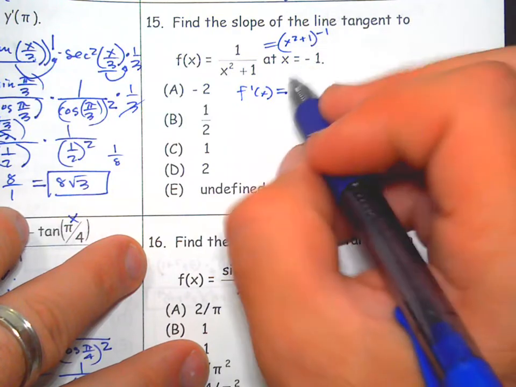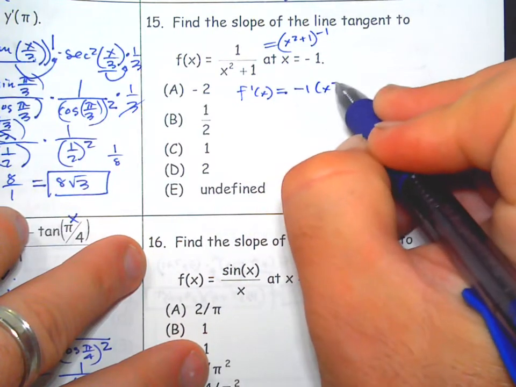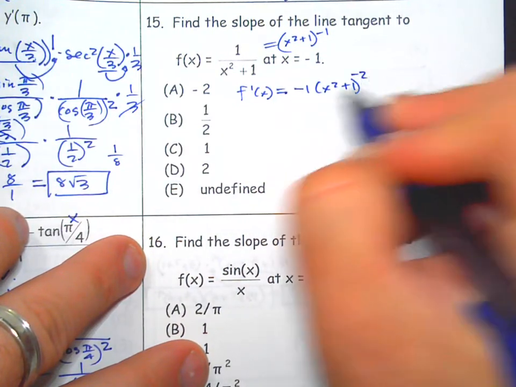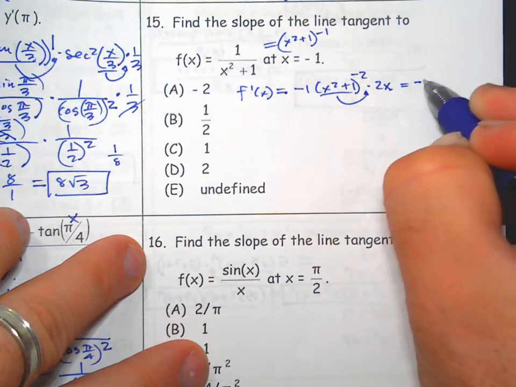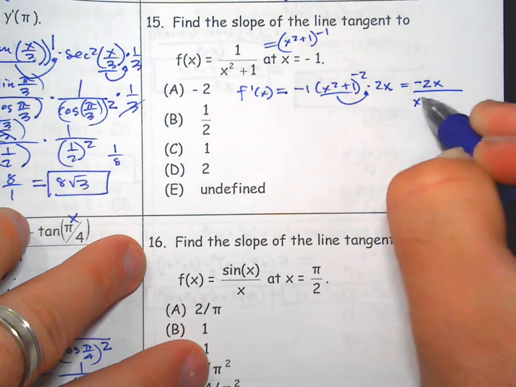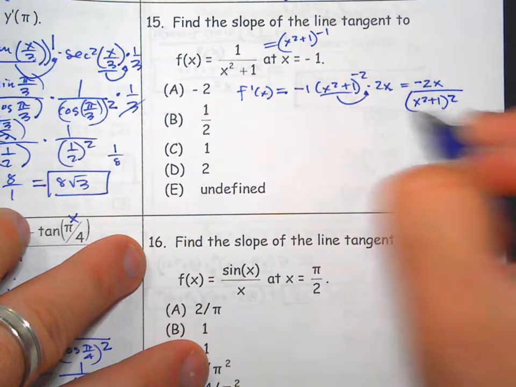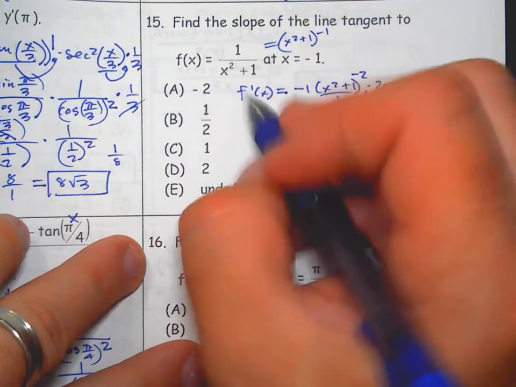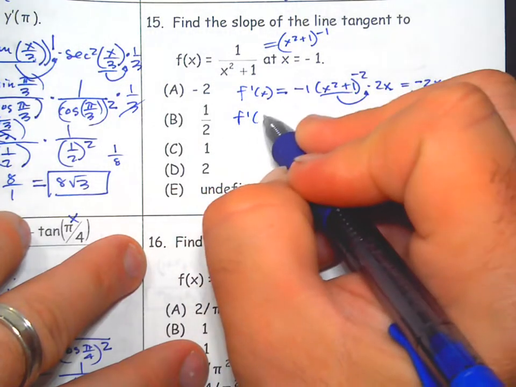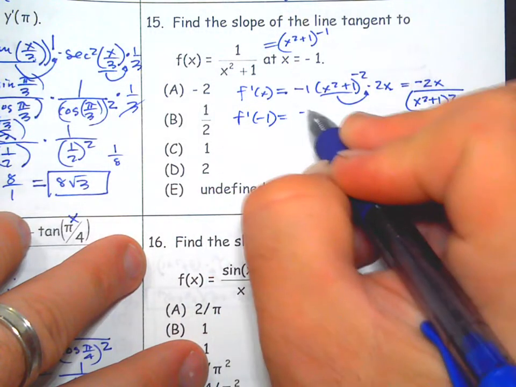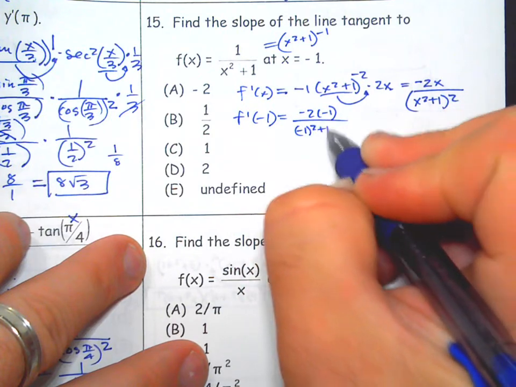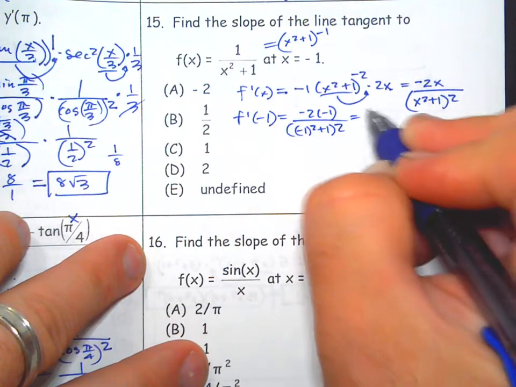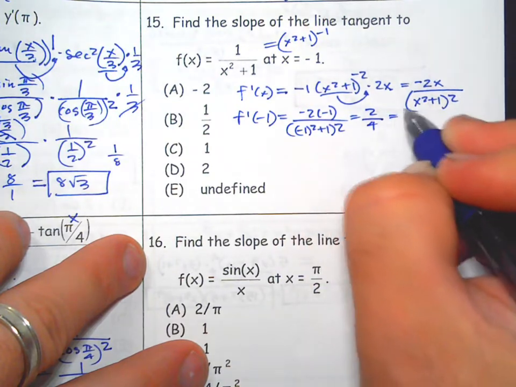So if you do it that way, it's going to be negative 1 times x squared plus 1 to the negative 2 times derivative of what's inside. That's a lot easier than quotient rule. So it'd be negative 2x over x squared plus 1 squared. You can do quotient rule, you should get the same answer. So we plug negative 1 in, you get negative 2 times negative 1, over negative 1 squared plus 1 squared, positive 2 over 2 squared is 4, which is 1/2.